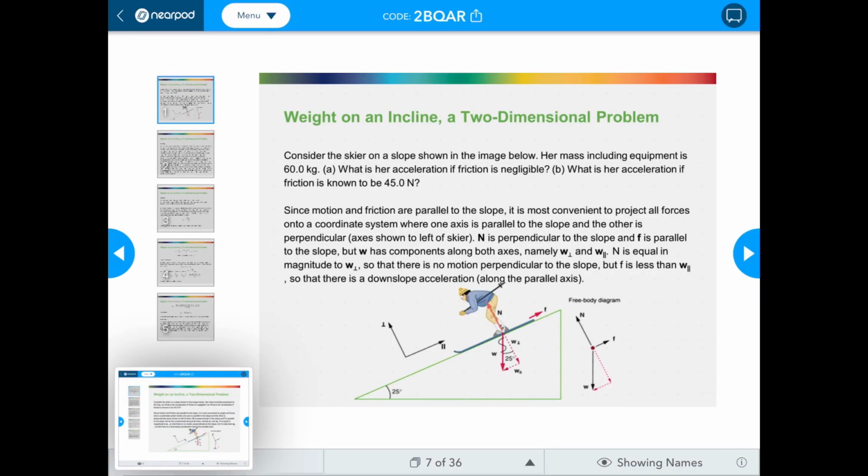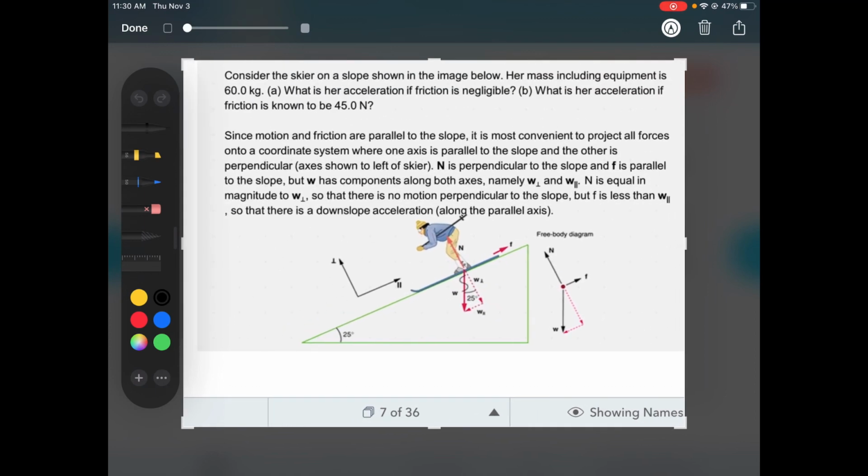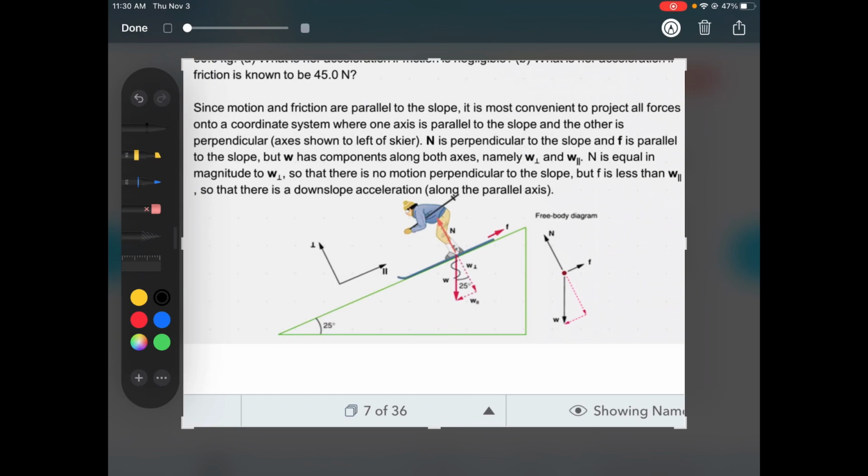I'm going to focus all my work down on the bottom there as much as I can. So here we have our free body diagram. You can see that the weight, now they use some symbology that I don't like. So I'm going to clean this up a little bit.